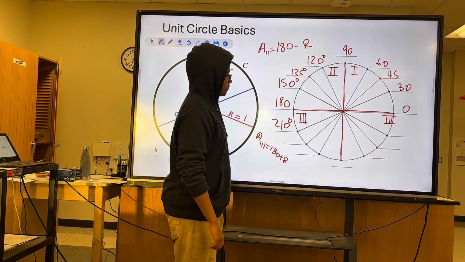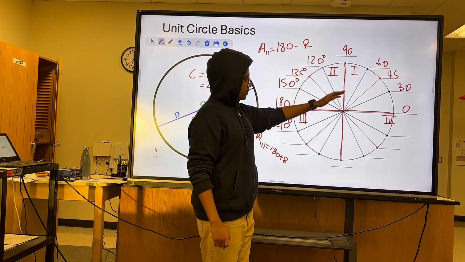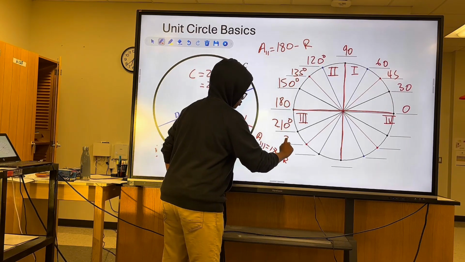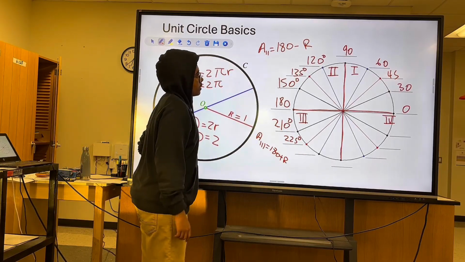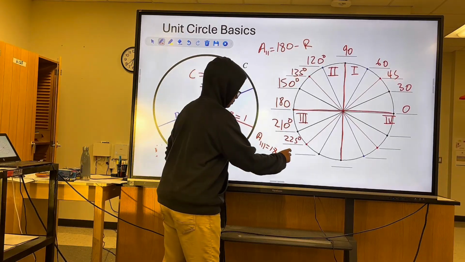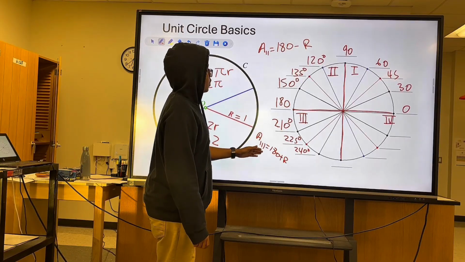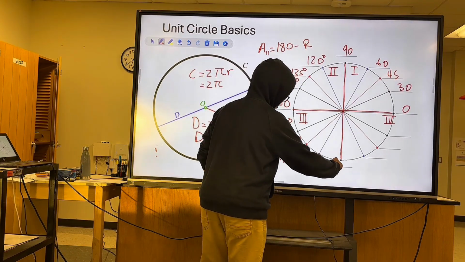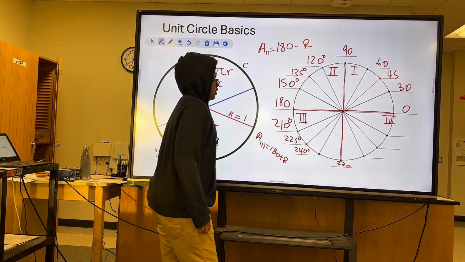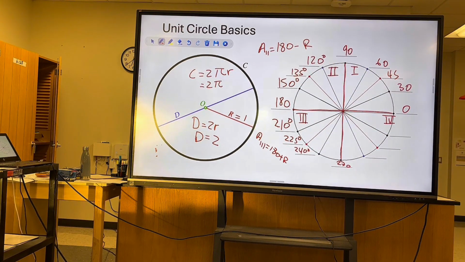For the coterminal angles in the third quadrant, for 45 degrees it is going to be 180 plus 45, which is 225 degrees. 180 plus 60 degrees would be 240. And finally, 180 plus 90 is going to be 270, right?